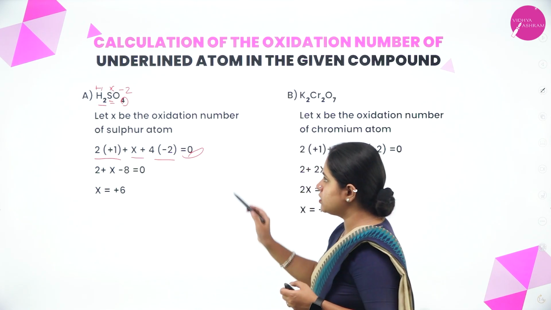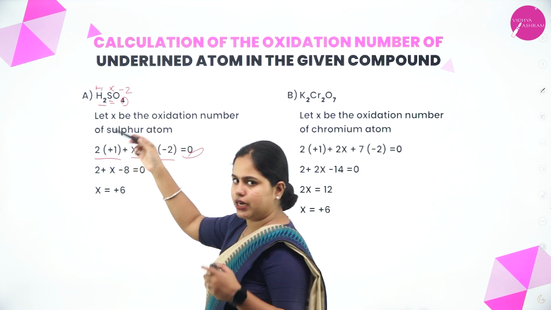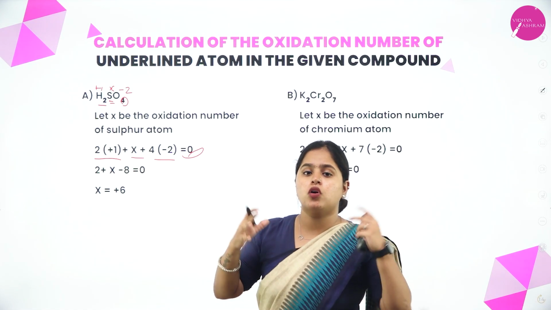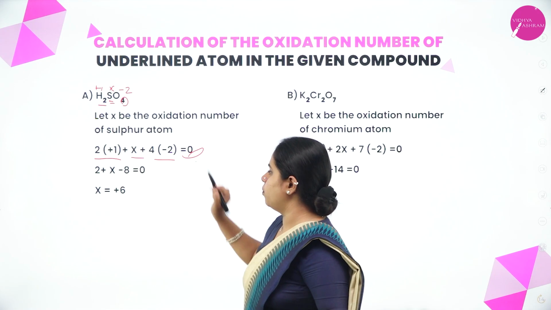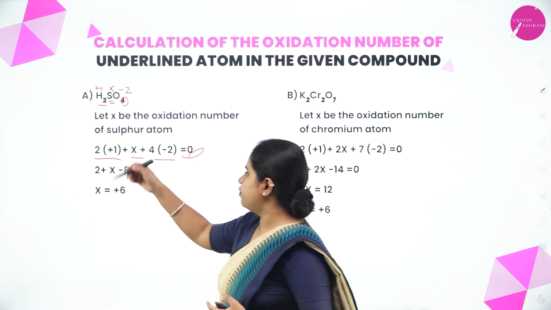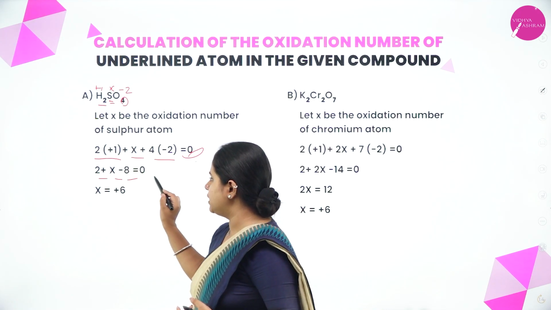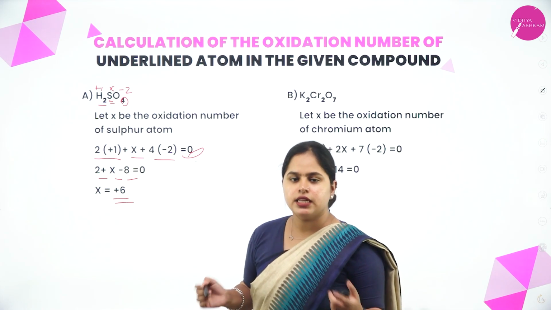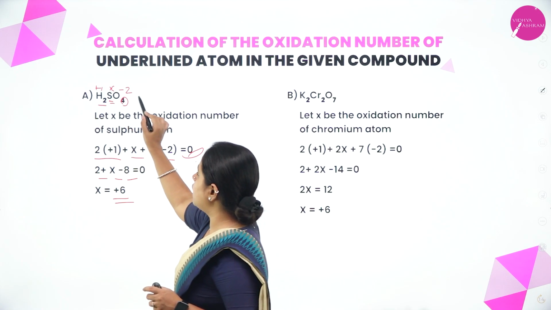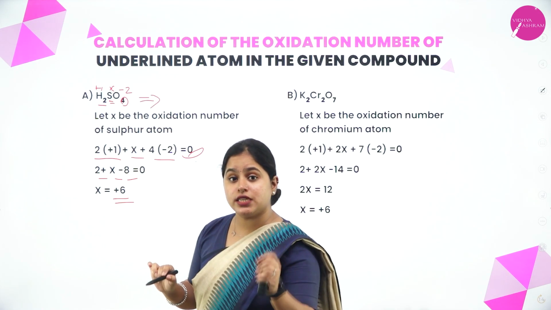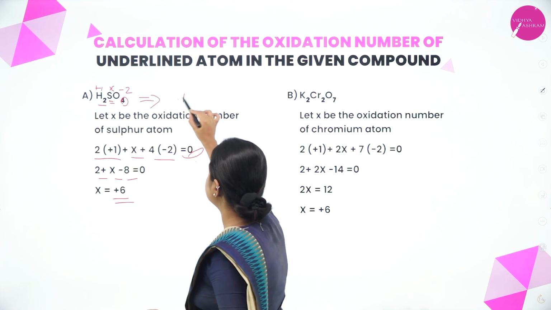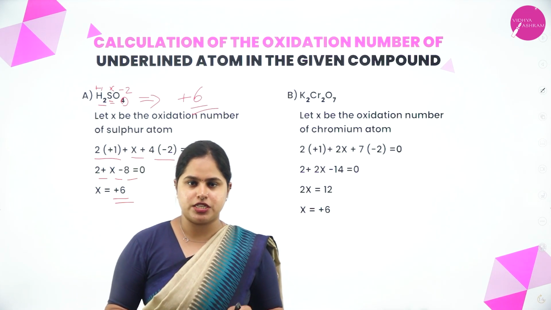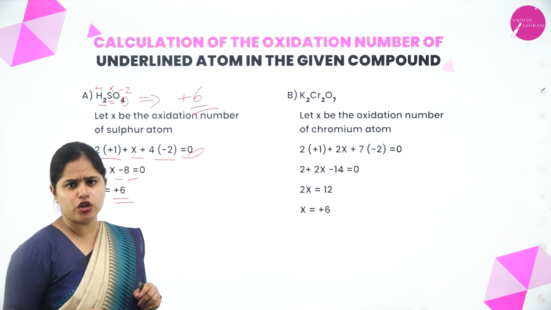Why is it equal to 0? It is not having any charge, right? It is H2SO4. It must be equal to 0. The algebraic sum of the oxidation numbers must be equal to 0. So that is why the 0 is here. If you simplify, it is 2 plus X minus 8 is equal to 0 and X will be equal to +6. Yes, this is how you calculate. So in sulfuric acid, what is the oxidation number of sulfur? It is +6. And it is very necessary to mention the charge as well. It is +6.